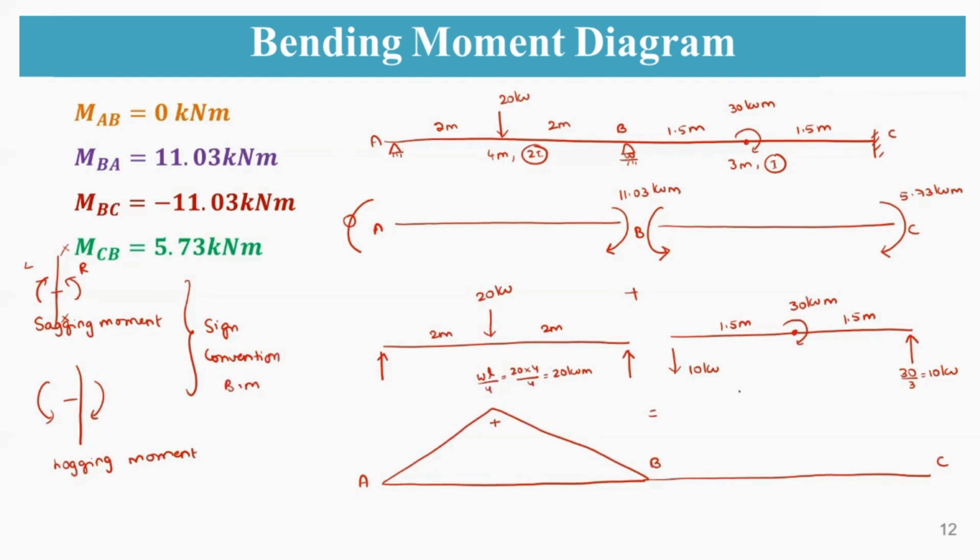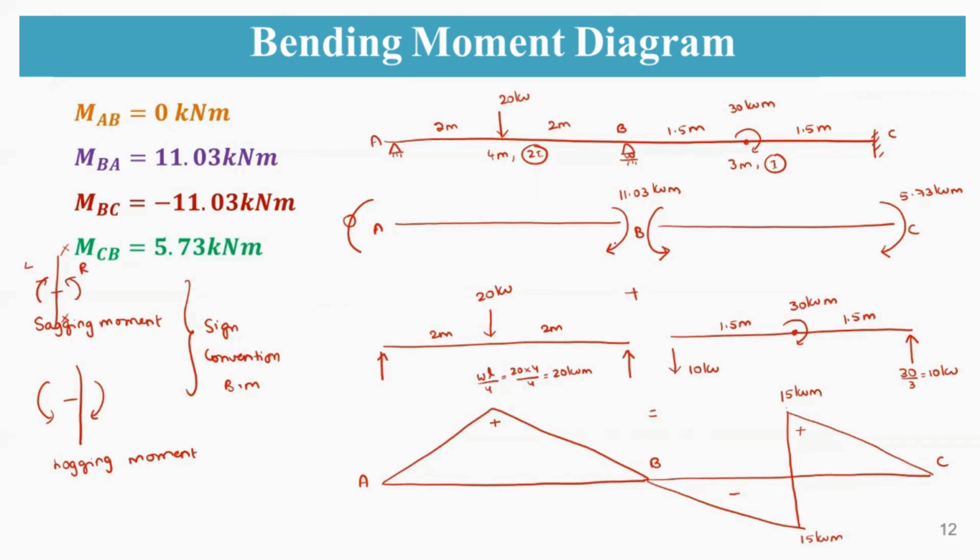Coming to this sign convention for the bending moment diagram, here you have a hogging moment of 10 into 1.5, that means 15 kilonewton meter. Here also you have 10 into 1.5, that is 15. Again, this portion will be 0. So this is a positive value of 15 kilonewton meter, and this is a negative value of 15 kilonewton meter. So this is the simple bending moment diagram for the external loading condition.